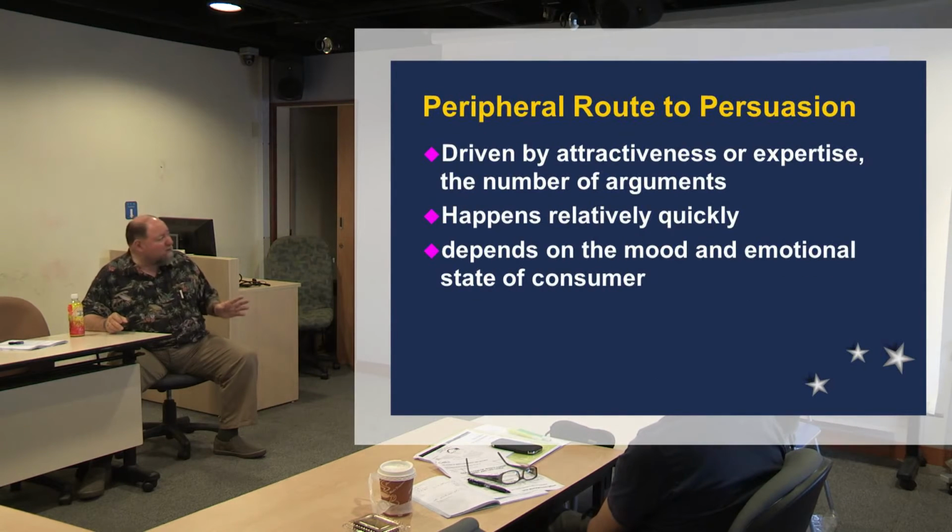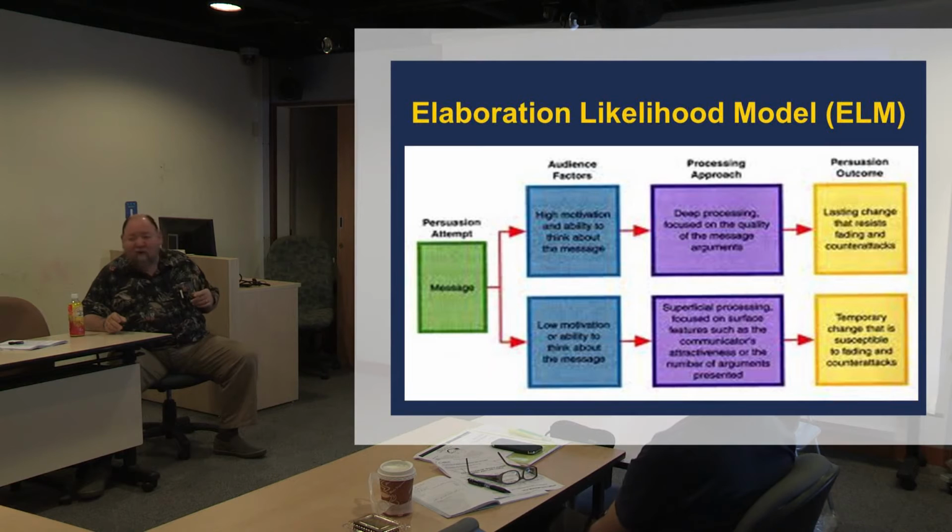The peripheral route to persuasion is one driven by attractiveness, expertise, or a number of arguments. It happens relatively quickly and depends on the mood and emotional state of the consumer. It doesn't tend to work quite as well, but it's based on reinforcement over time.